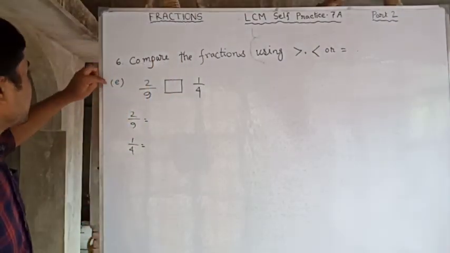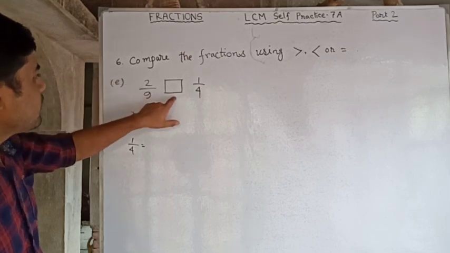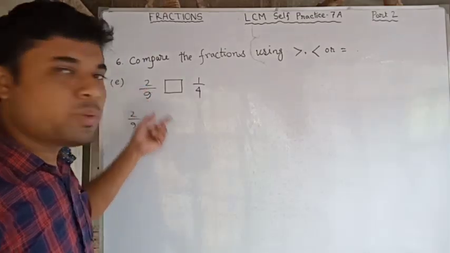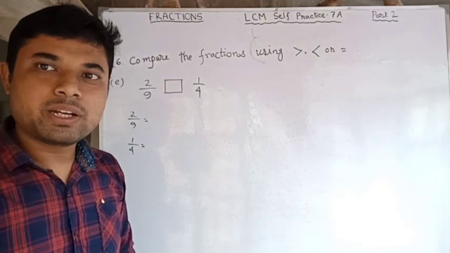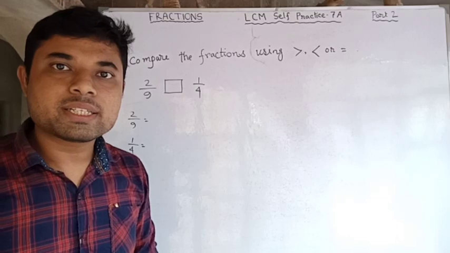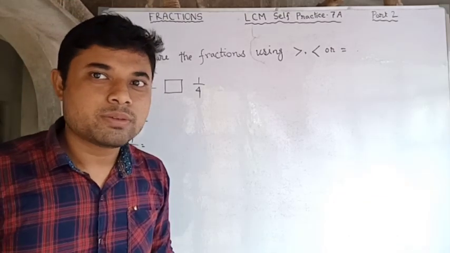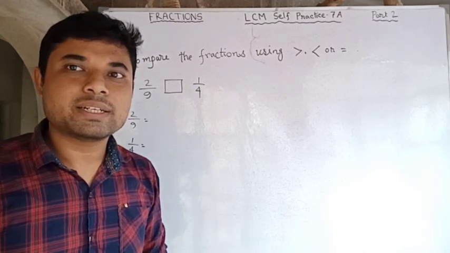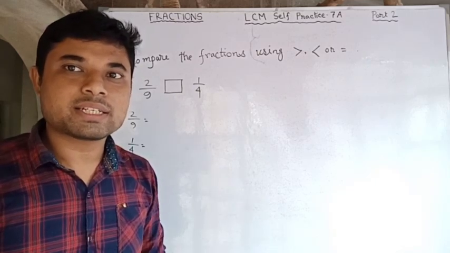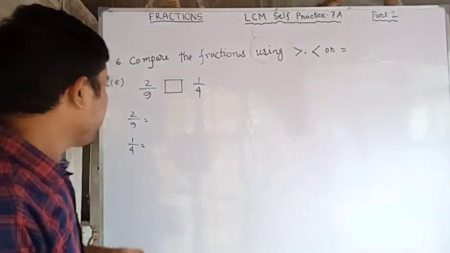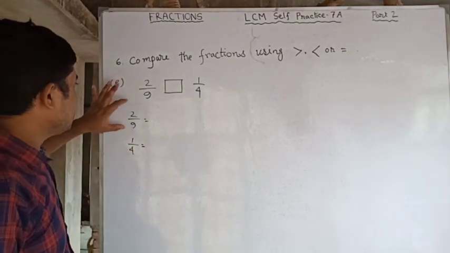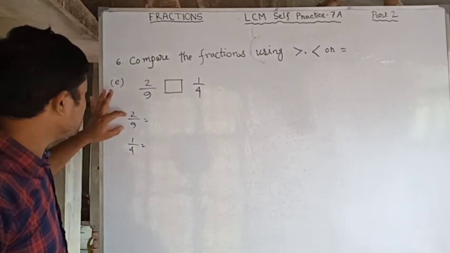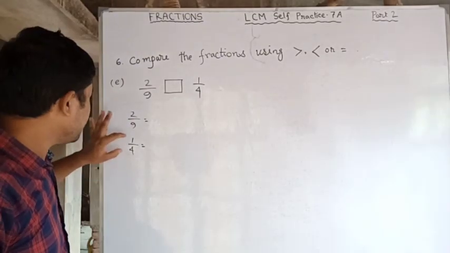Next, E, 2 by 9 and 1 by 4. When you compare, have you seen here same numerator or same denominator? No, here different denominator, different numerator. So what is the rule here? Listen very carefully, because we will apply this method when we arrange in ascending order or descending order. If the numerators and denominators are different, what will we do? So the fractions are 2 by 9 and here 1 by 4.